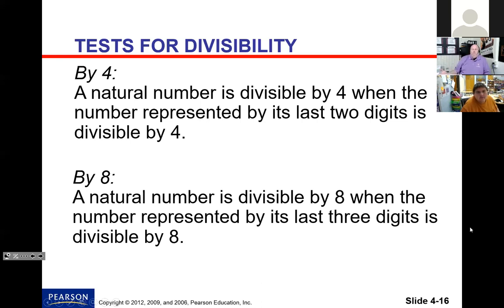5,856. Is 856 divisible by 8? I don't know. It would just be easier to grab your calculator and do the whole number, wouldn't it? It is. Oh, it is? Okay. I just made it up. But that's a rule. If the last three digits are divisible by 8, whatever the number is size-wise, it's divisible by 8.